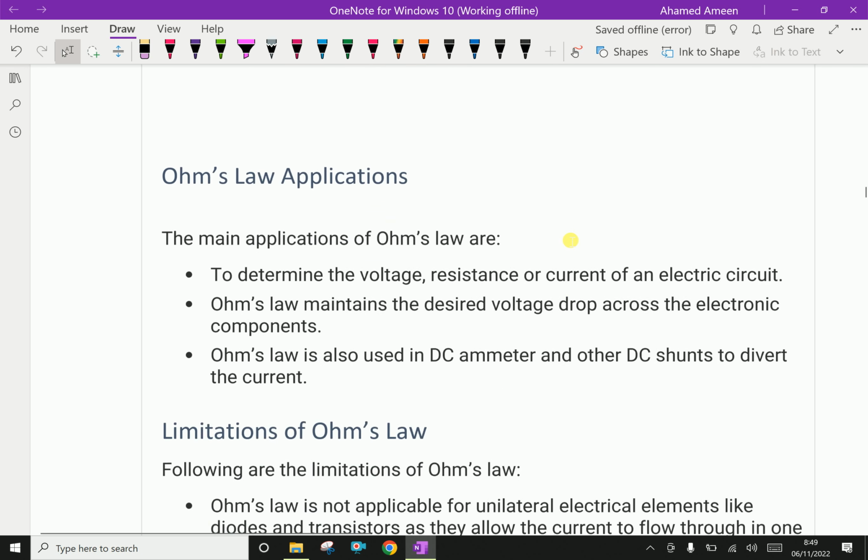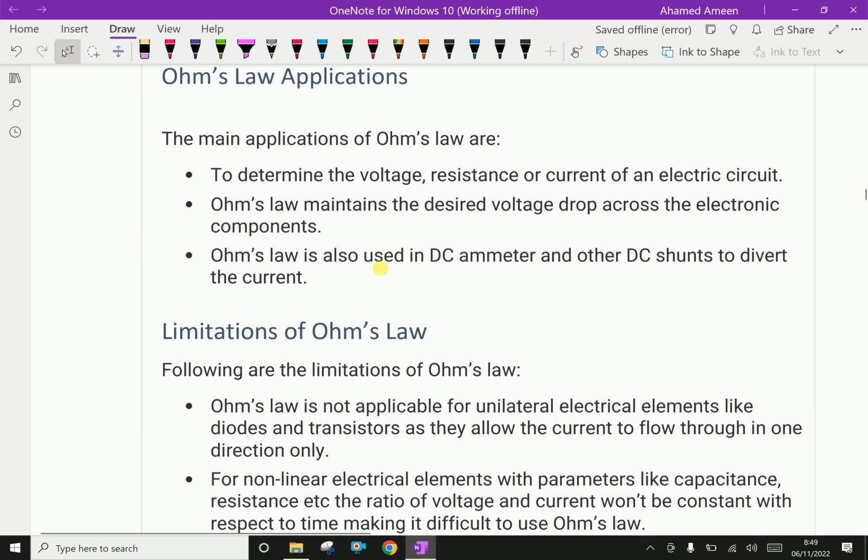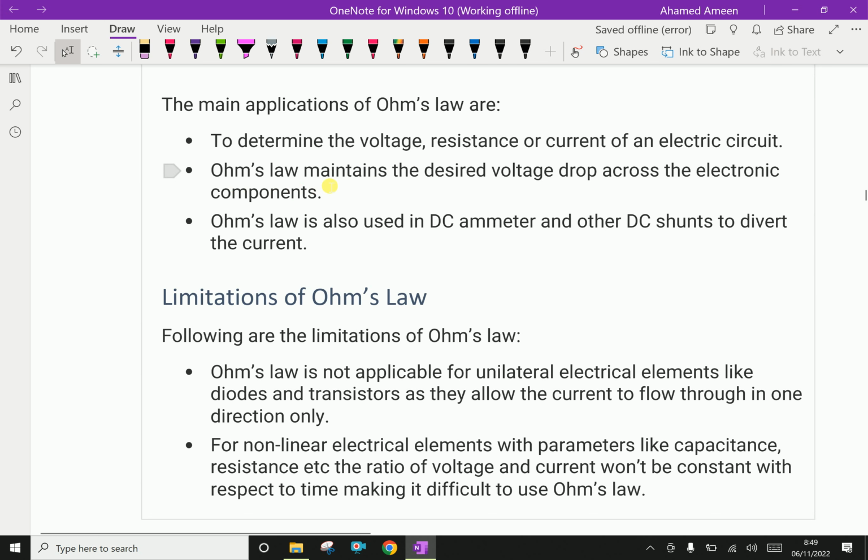Next, Ohm's law applications. The main applications of Ohm's law are to determine the voltage, resistance or current of an electric circuit. Ohm's law maintains the desired voltage drop across an electronic component. Ohm's law is also used in DC ammeters and other DC shunts to divert the current.